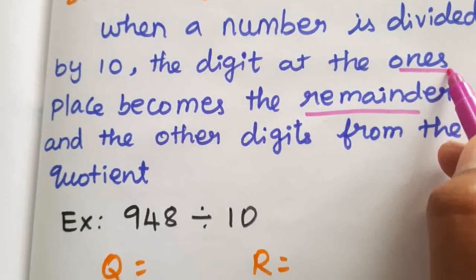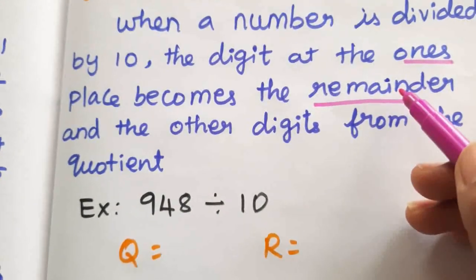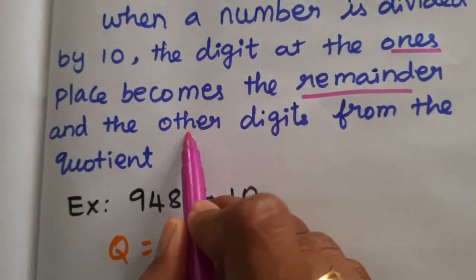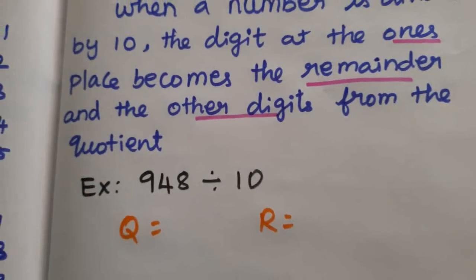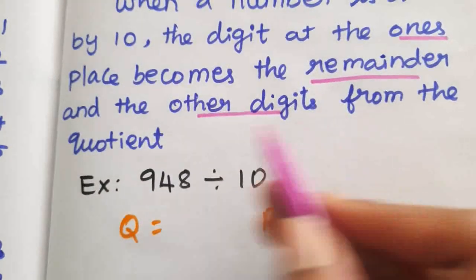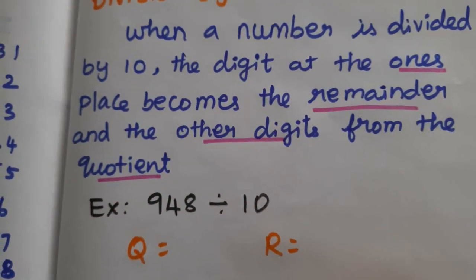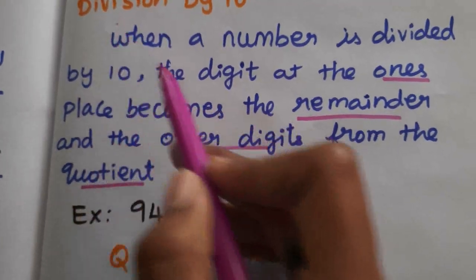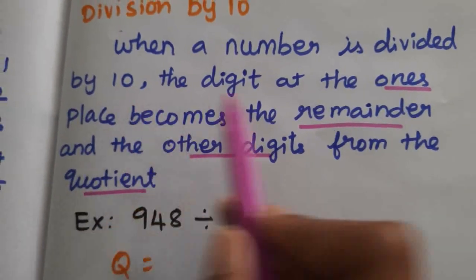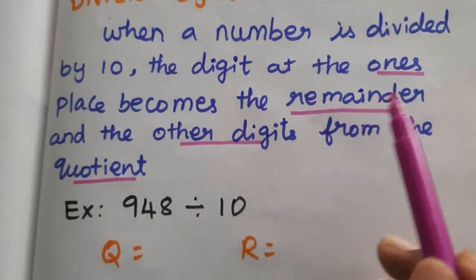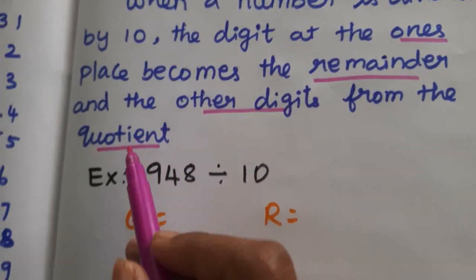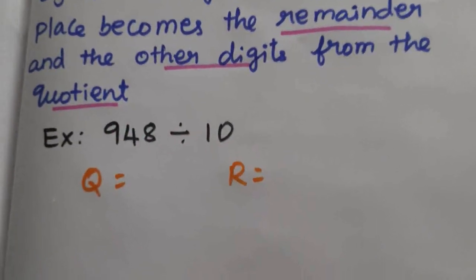Okay, the ones place number we keep as a remainder, and the other digits form the quotient. So the remaining digits, whether tens, hundreds, thousands, 10,000, whatever it is, the other digits become the quotient. In division, when any number is divided by 10, the ones place number becomes the remainder and the other digits become the quotient. Okay, now you see one example.